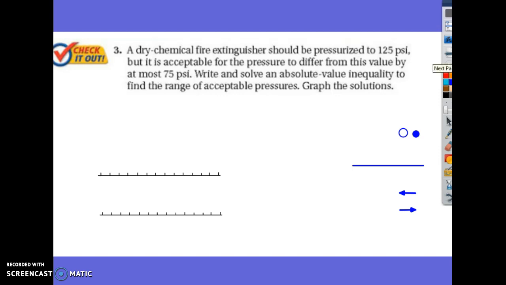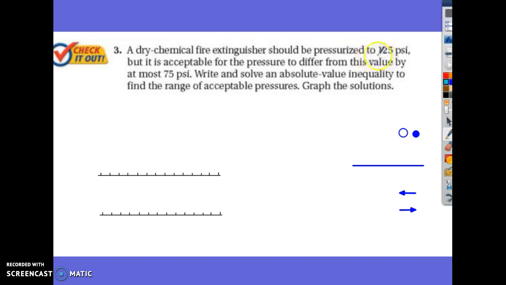Okay, let's look at number 3 here. This is a word problem. We love these. A dry chemical fire extinguisher should be pressurized to 125 psi, but it's acceptable for the pressure to differ from this value by at most 75 psi. Write and solve an absolute value inequality to find the range of acceptable pressures. Graph the solution. Okay, so right away we know that we have a couple pieces of key information.